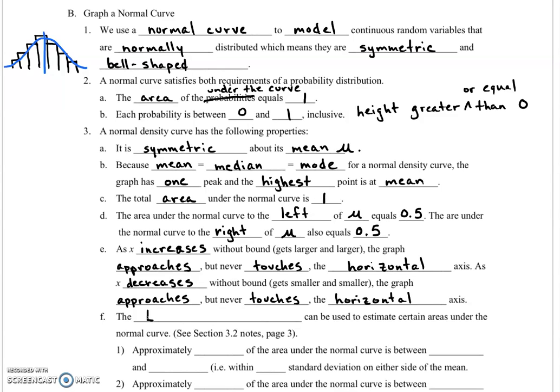So the empirical rule, and if you forget what that is, that was our 68, 95, 99.7 rule. So go back to section 3.2 notes on page 3. That can be used to estimate certain areas under the normal curve. It's not exact, but it's close.